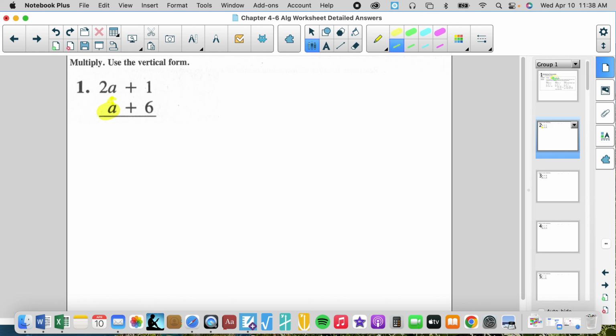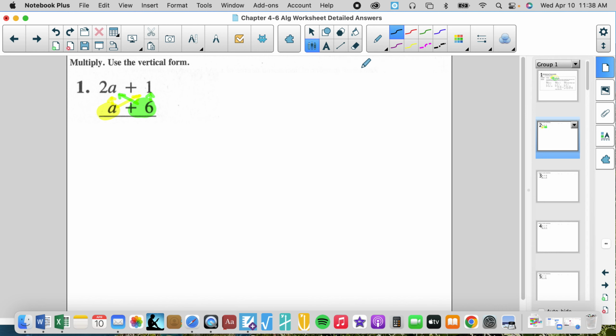We're going to take this a, we're going to distribute it to each of these terms. And then we're going to take the 6 and we're going to distribute it to each of the terms above it. Much like multiplication, much like a 2-digit times a 2-digit.